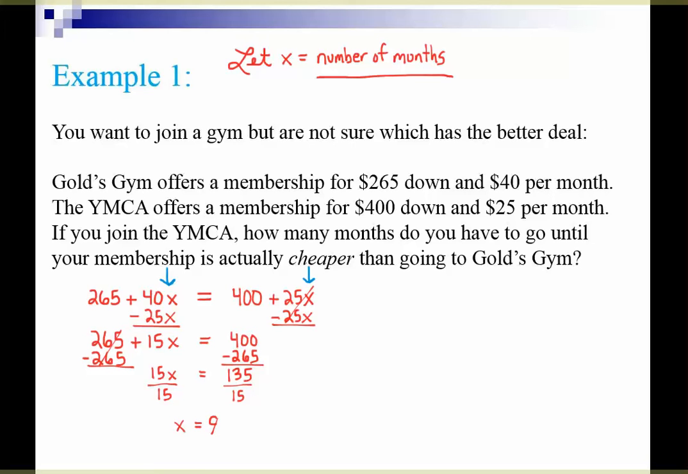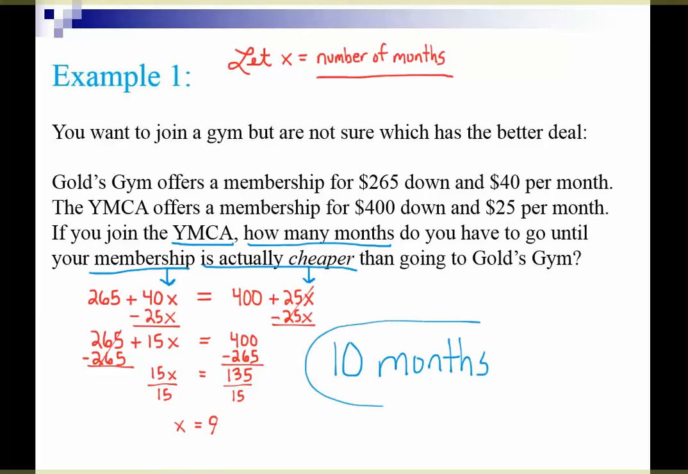So we know that we're going to make a decision to join the YMCA. The question was, how many months until your membership is actually cheaper? Okay, so 9 is the number of months it takes for the membership value to be the same. So how much more would you have to go to the YMCA for it to be cheaper? Well, you'd have to tip the scales. So you'd have to go 1 more month. So you're going to add a month to that 9, and 10 months would actually be the correct answer here.